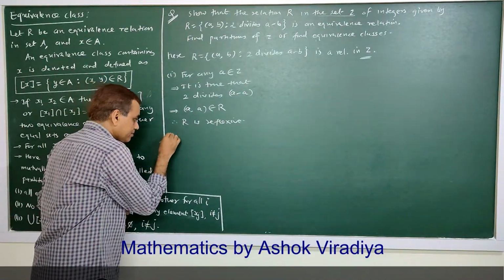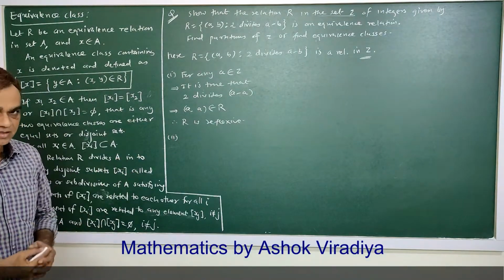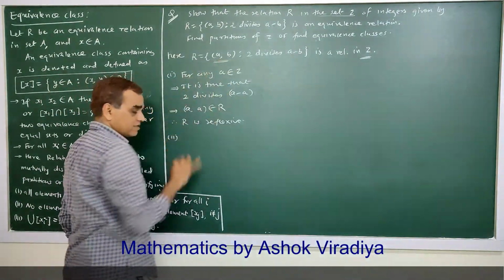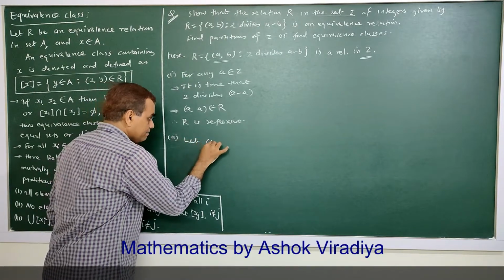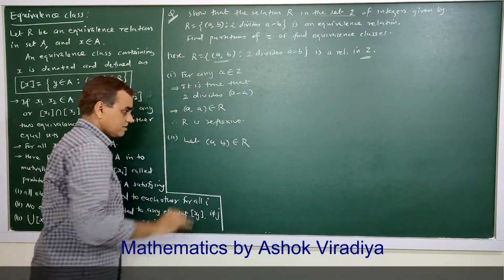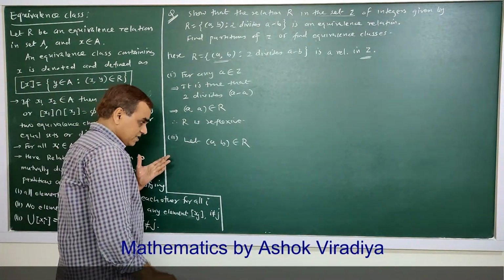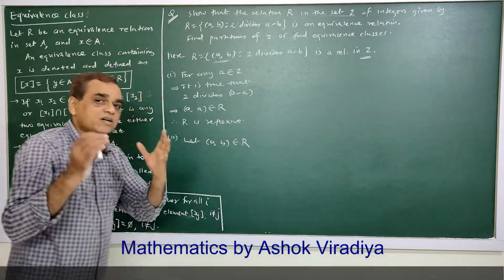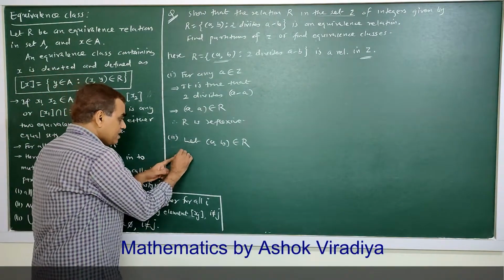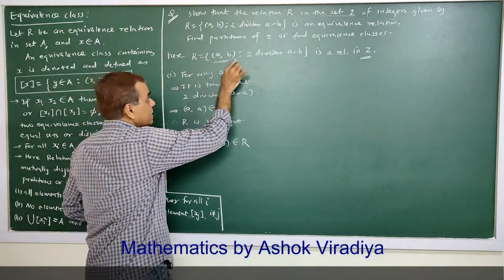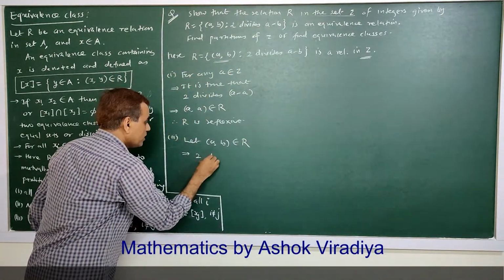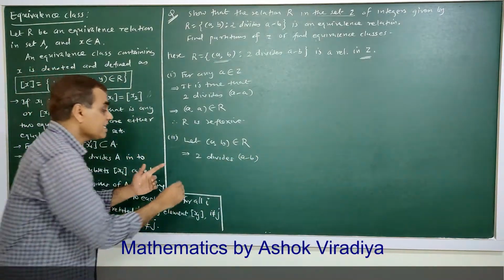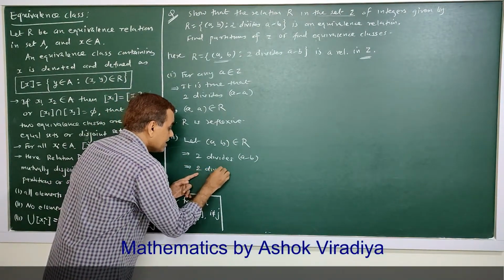Now, second property. Is it symmetric? So, to check symmetry, we take any element from R. Let (a, b) be any element in R, and we want to show that its inverse (b, a) belongs to R. If (b, a) belongs to R, then it is a symmetric relation. So if (a, b) is in R, that means 2 divides a minus b. And if 2 divides a minus b, that means 2 divides b minus a. It is also true.